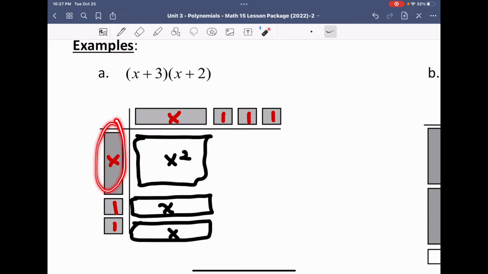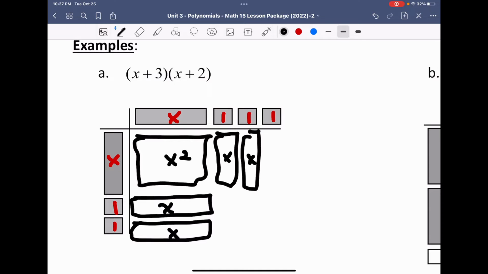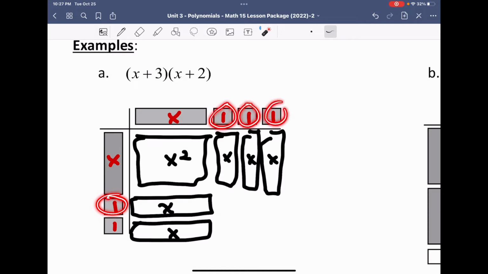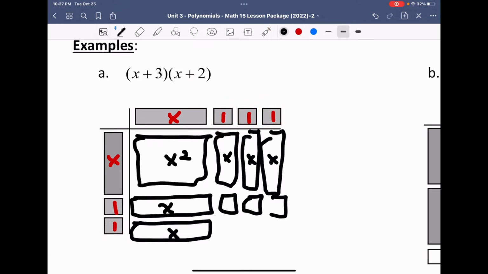Now I take my x and I multiply it to all three of these ones, and that's going to give me x here. I'm going to have x times 1, which is x, and x times 1, which is x here. And now finally, I want to take each of the ones and multiply it to all three. So with this expansion, I'm going to have 1 times 1 6 times, which will give me 6 individual blocks here.